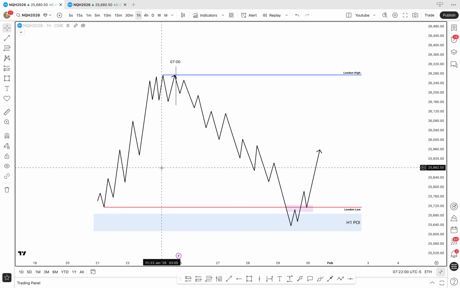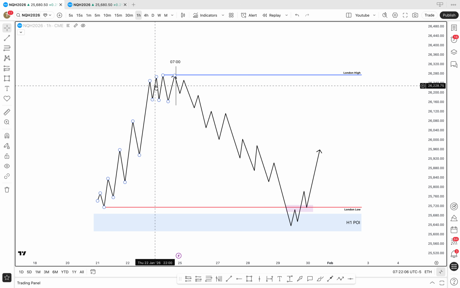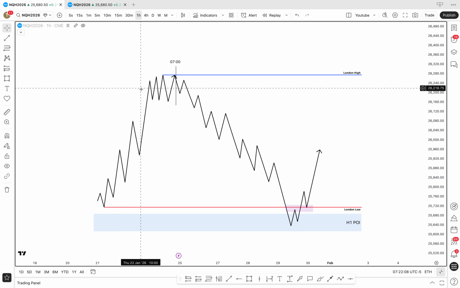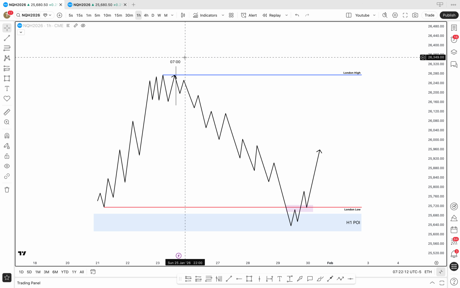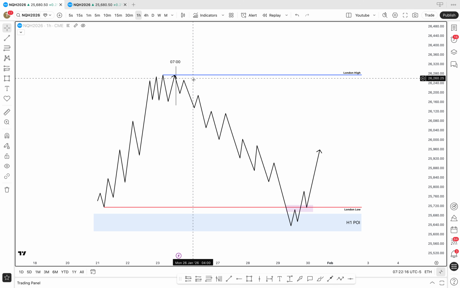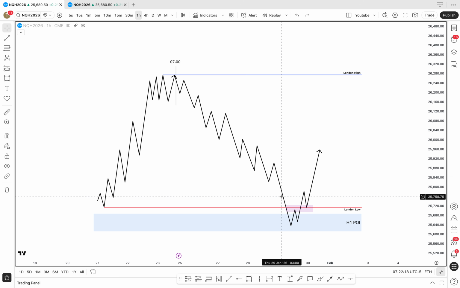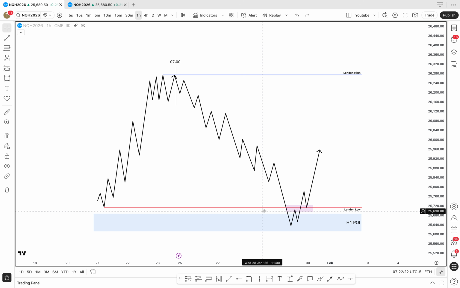We know that to take a long, we need to manipulate first, because London has been running higher. We see London ending with a consolidation right here. Then what do we want to see from AM1 to be specific? We want AM1 to open low towards our engineered liquidity.